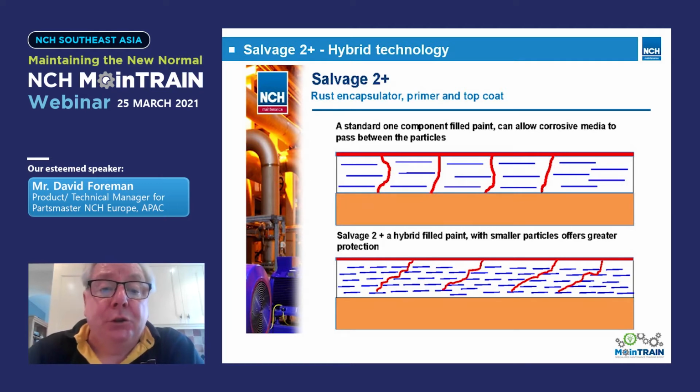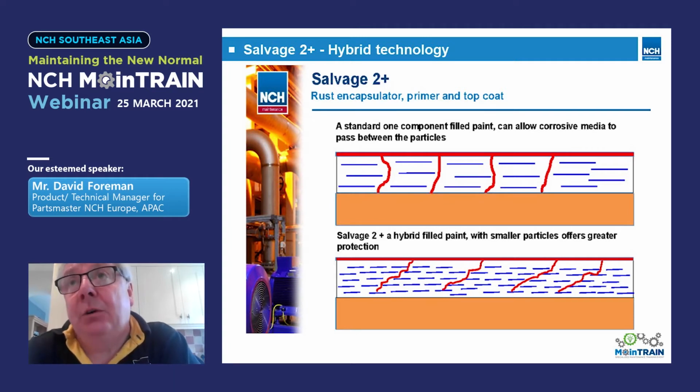And what that produces is a much denser structure. So it means that the corrosive media has a much more difficult path to get to the substrate, the carbon steel. We call it a tortuous route. And that's the reason why Salvage II Plus performs so well. And that technology is basically owned by NCH. That's our technology that we developed.